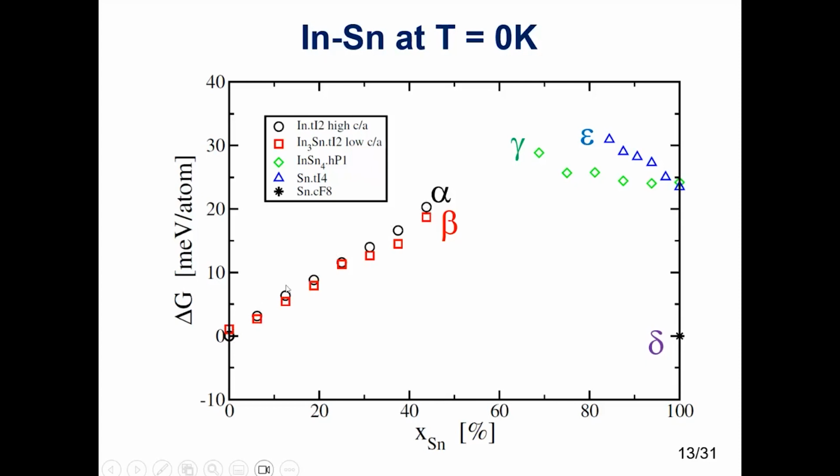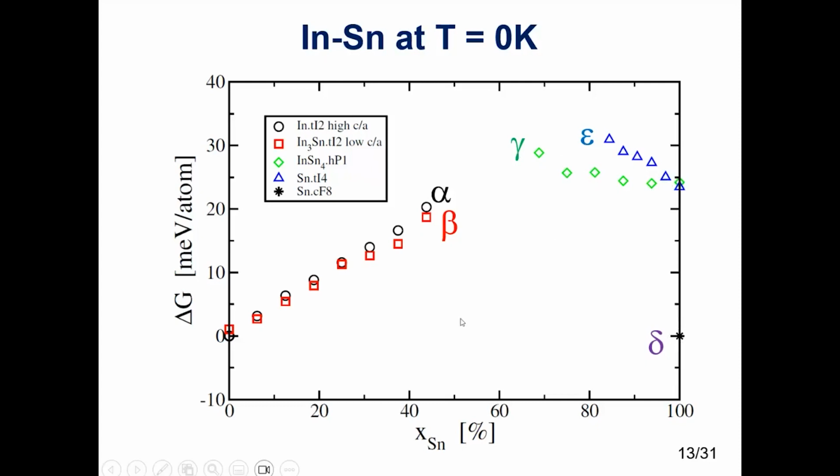Okay, and then here in red squares, I've done the same for beta. The green diamonds, blue triangles, and the purple star. This is the low temperature phase of tin. This epsilon is the high temperature phase of tin, and gamma is the indium tin 4 solid solution.